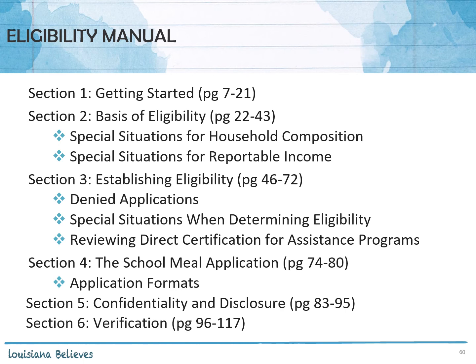USDA's Eligibility Manual for School Meals is an excellent resource for all things related to student eligibility and applications. Section 1 discusses a general overview in a chapter entitled Getting Started. Section 2 discusses the basis of eligibility, including special situations for household composition and special situations for reportable income. Section 3 discusses establishing eligibility, including information on denied applications, special situations when determining eligibility, and reviewing direct certification for assistance programs. Section 4 discusses the school meal application and application formats.